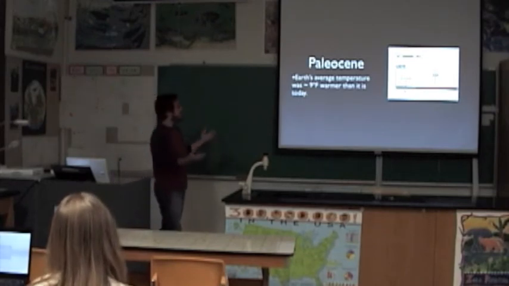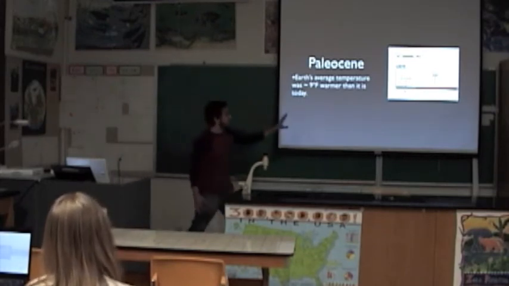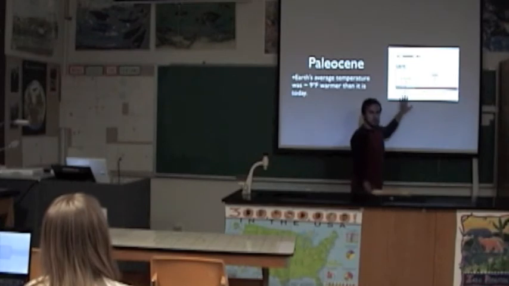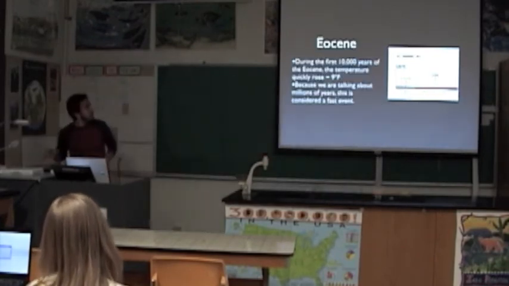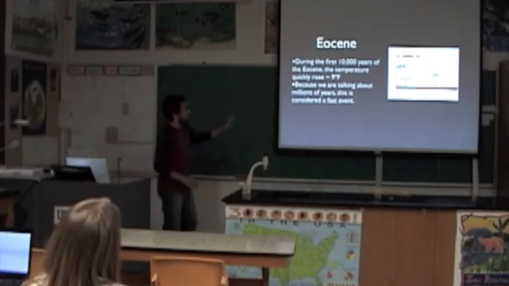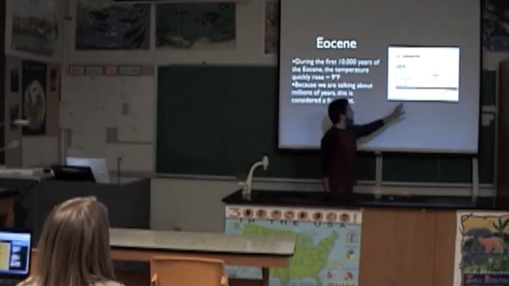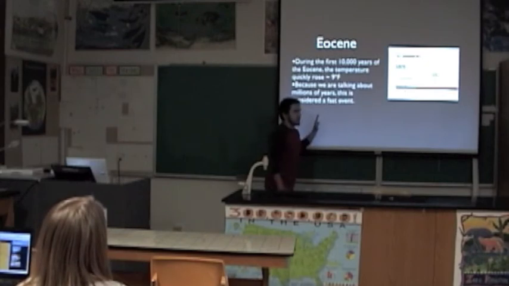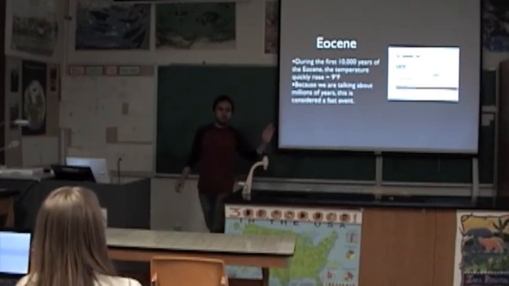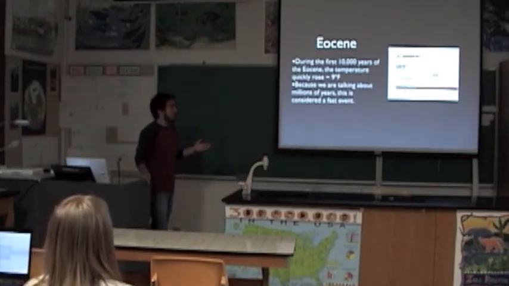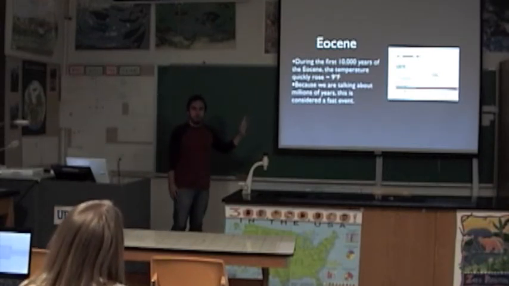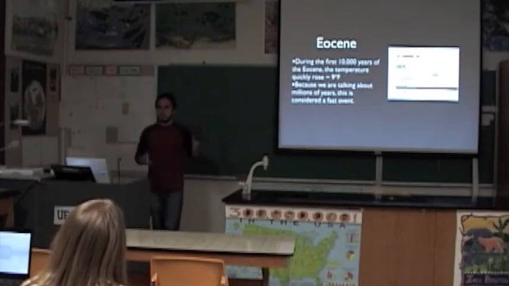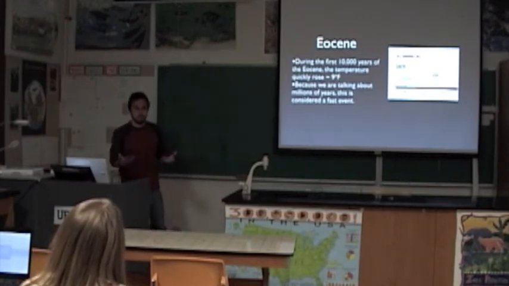All right. So, 9 degrees warmer during this time period. Then during the Eocene, this time period in the red, during the first 10,000 years, the climate increased by another 9 degrees Fahrenheit, which was really quick because we're talking about millions of years. Something that takes 1,000 or 10,000 years is really quick.